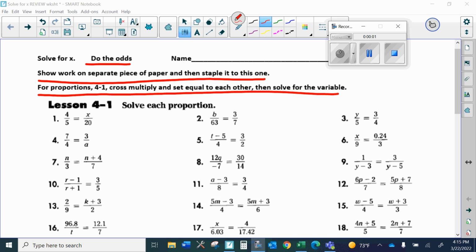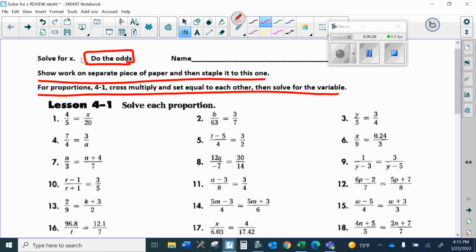Okay, since I'm going to go over a few of these problems on this page, notice you're doing the odds as it says here. You're going to do it on a separate sheet of paper, staple it to this one. And in the proportions, even though everything with an equal sign is an equation, this is a specific type of equation called a proportion, which means a fraction equaling a fraction or a ratio equaling another ratio. It tells you how to do it.